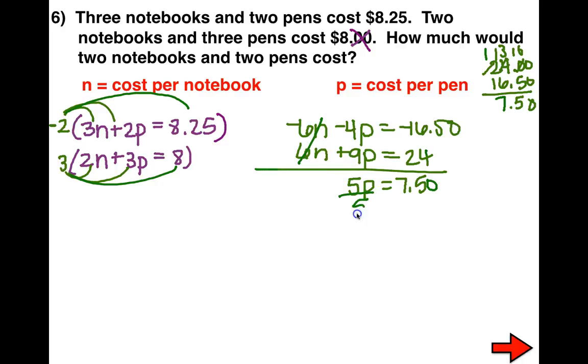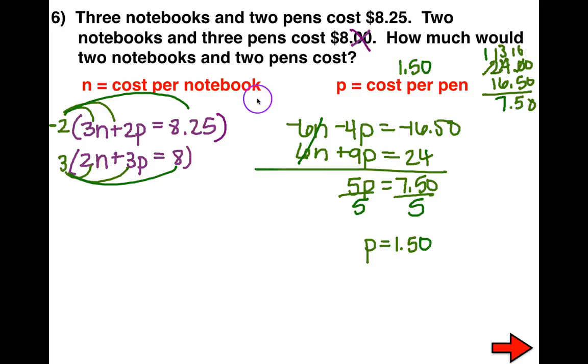So now let's go ahead and divide both sides by 5. And I'm going to end up with P equals, let's see, it's going to go in once and then 5 times evenly. So it's going to be $1.50. So that's the cost of 1 pen.